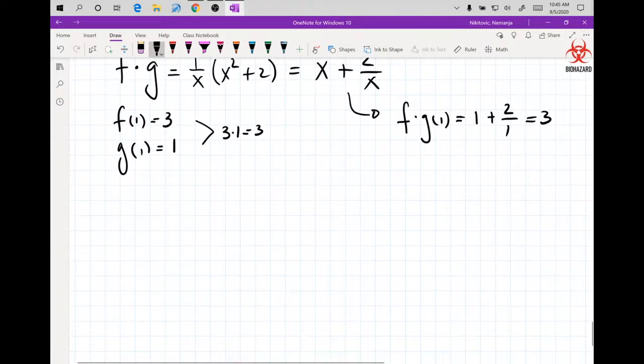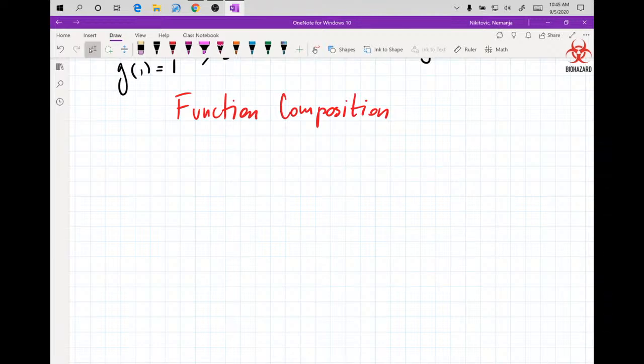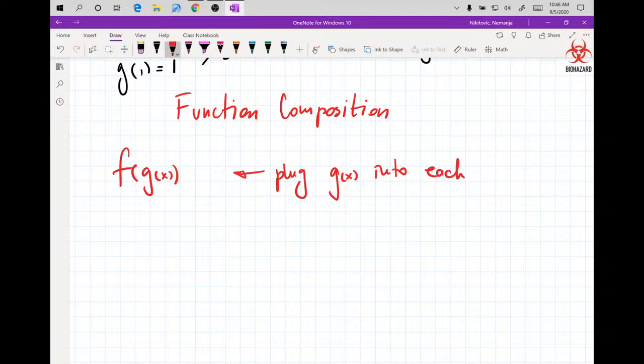So now, if I could have double red, I would do it. Function composition. Known as f of g of x, when you plug g of x into each x of f of x.